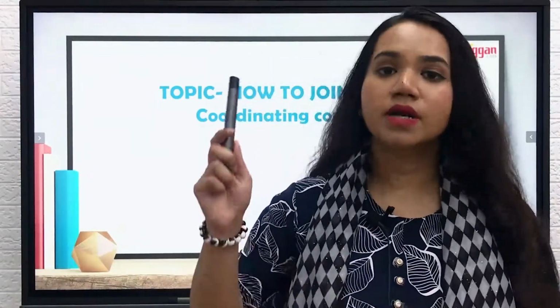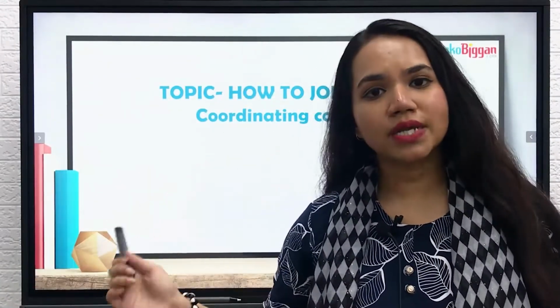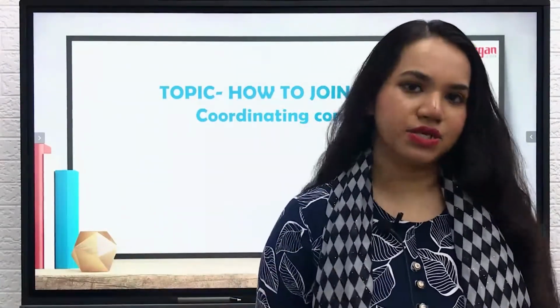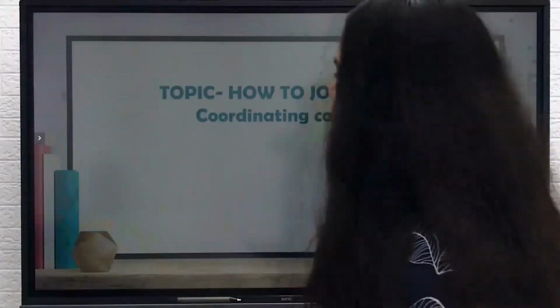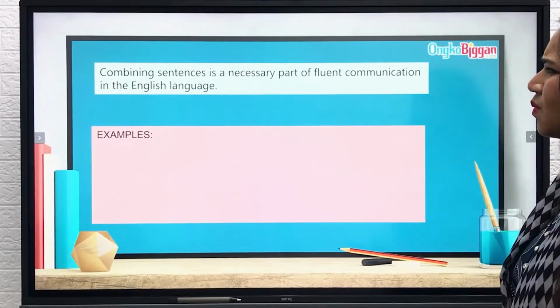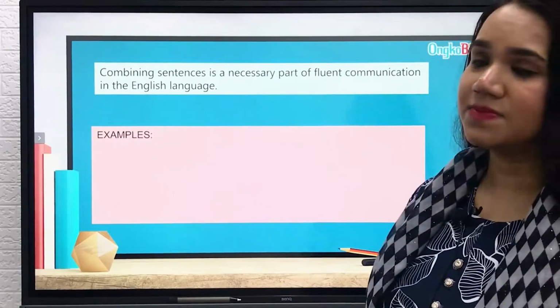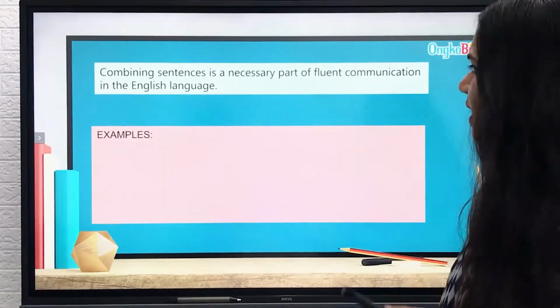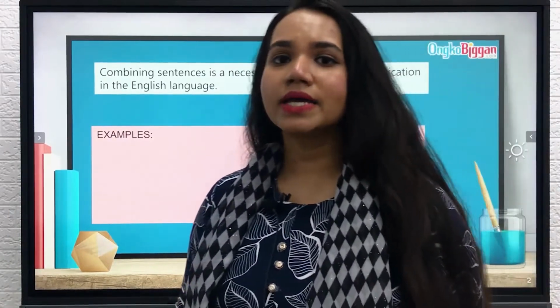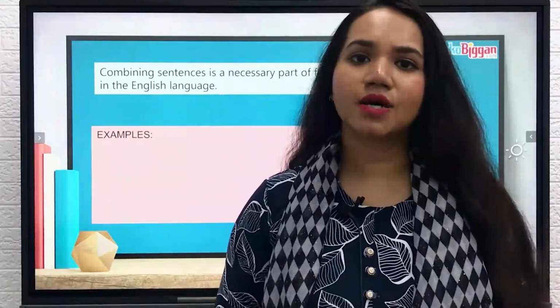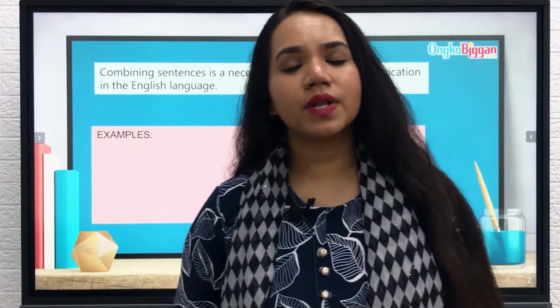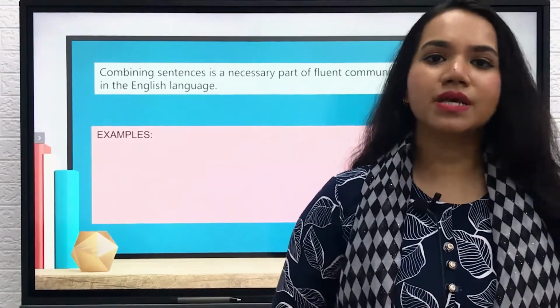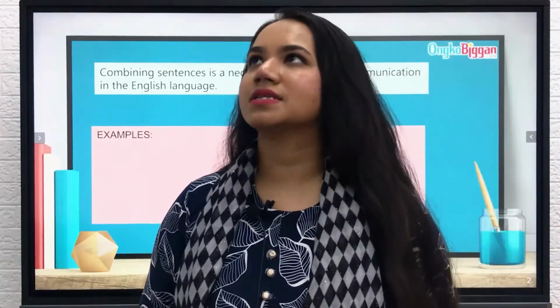Because there are so many ways of joining sentences, in today's class we'll be learning the first part, which is joining them by coordinating conjunctions. So let's start by asking why we need to combine sentences in the first place. Combining sentences is a necessary part of fluent communication in the English language. Why? Because whenever you are in a conversation, most of the time all you will do is continuously speak in simple sentences.